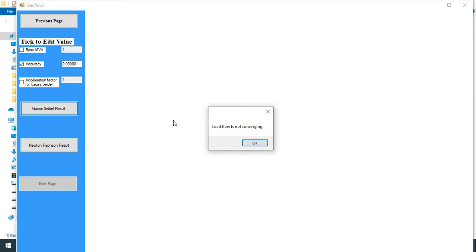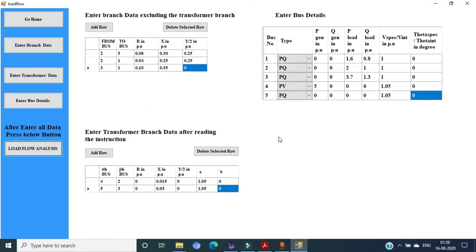So we want to check the data entry once more. What is the problem there? Click previous page. So we again come into the previous page, but here nothing is wrong in the branch data entry. There is no error here, and here also there is no problem. But here, yes, this is the problem, because it is the slack bus, but unfortunately we didn't put that. So again put the slack bus instead of the default PQ bus.